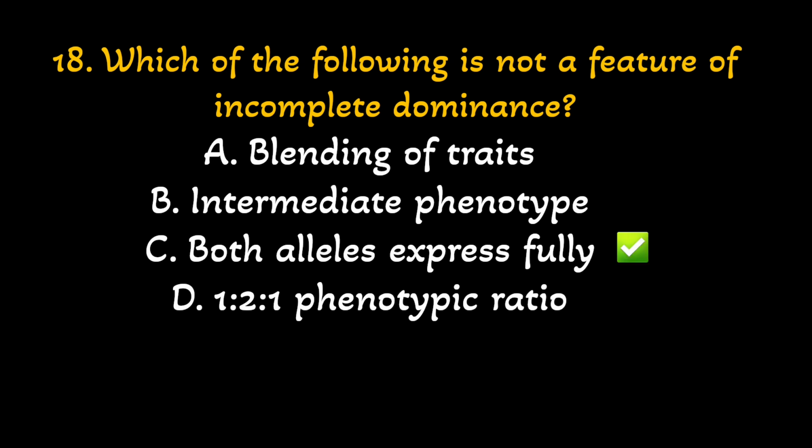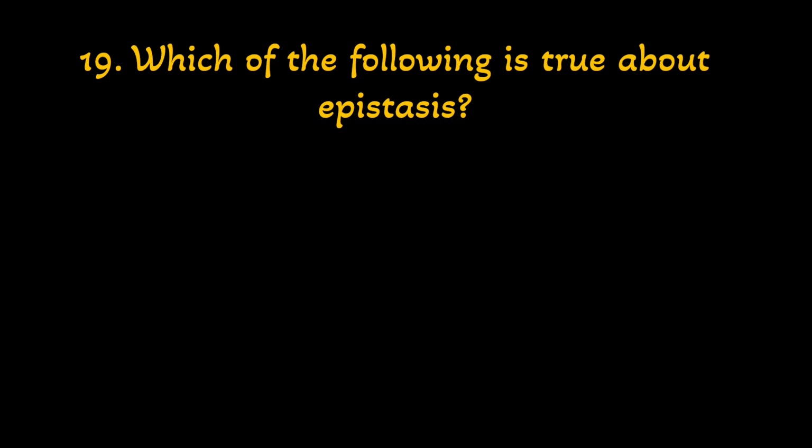The correct answer for this question is option C, that is both alleles expressed fully. Student, in incomplete dominance, neither allele is completely dominant. The heterozygote will show a blend, and the full expression of both alleles is codominance, not incomplete dominance. So for this question, option C, both alleles expressed fully, is the correct answer, and it's not a feature of incomplete dominance.